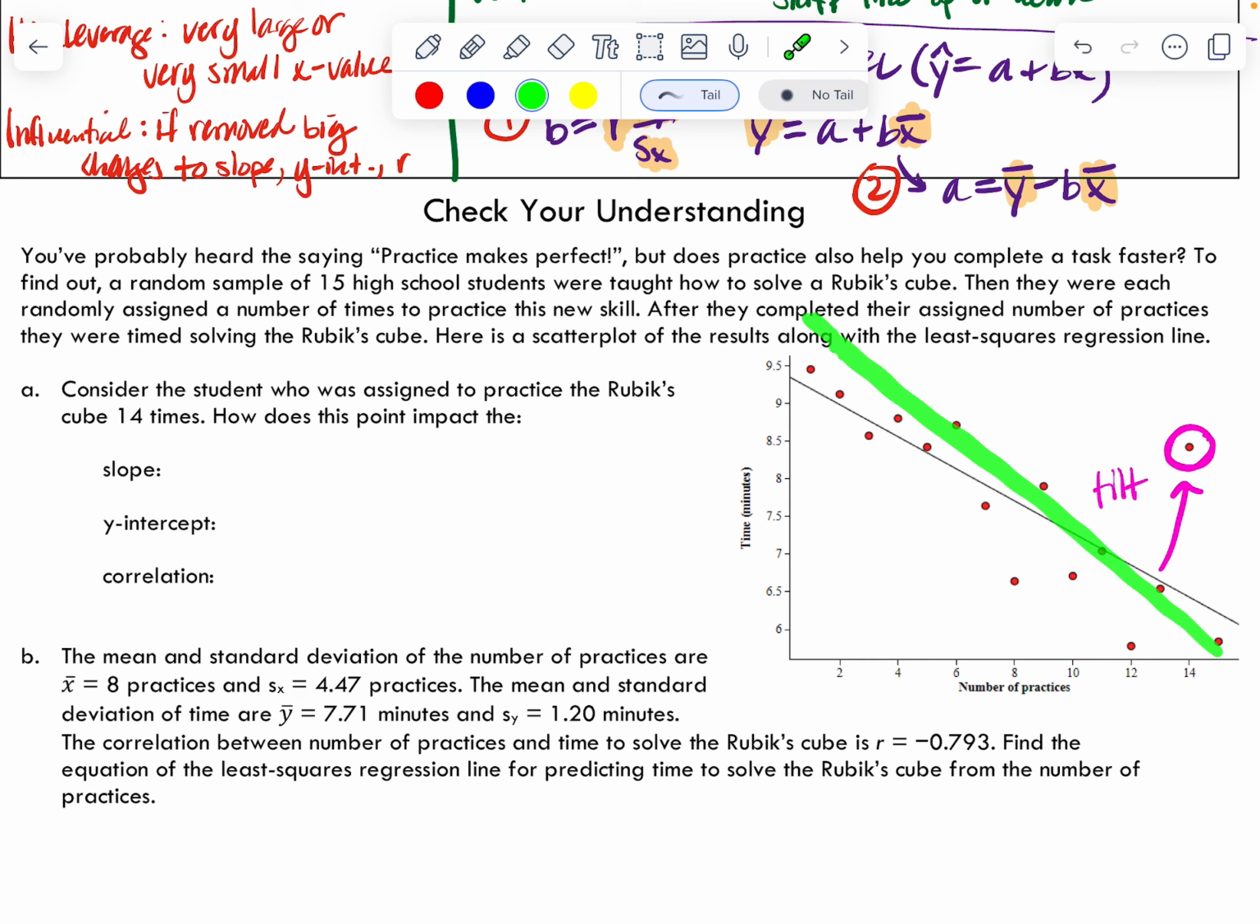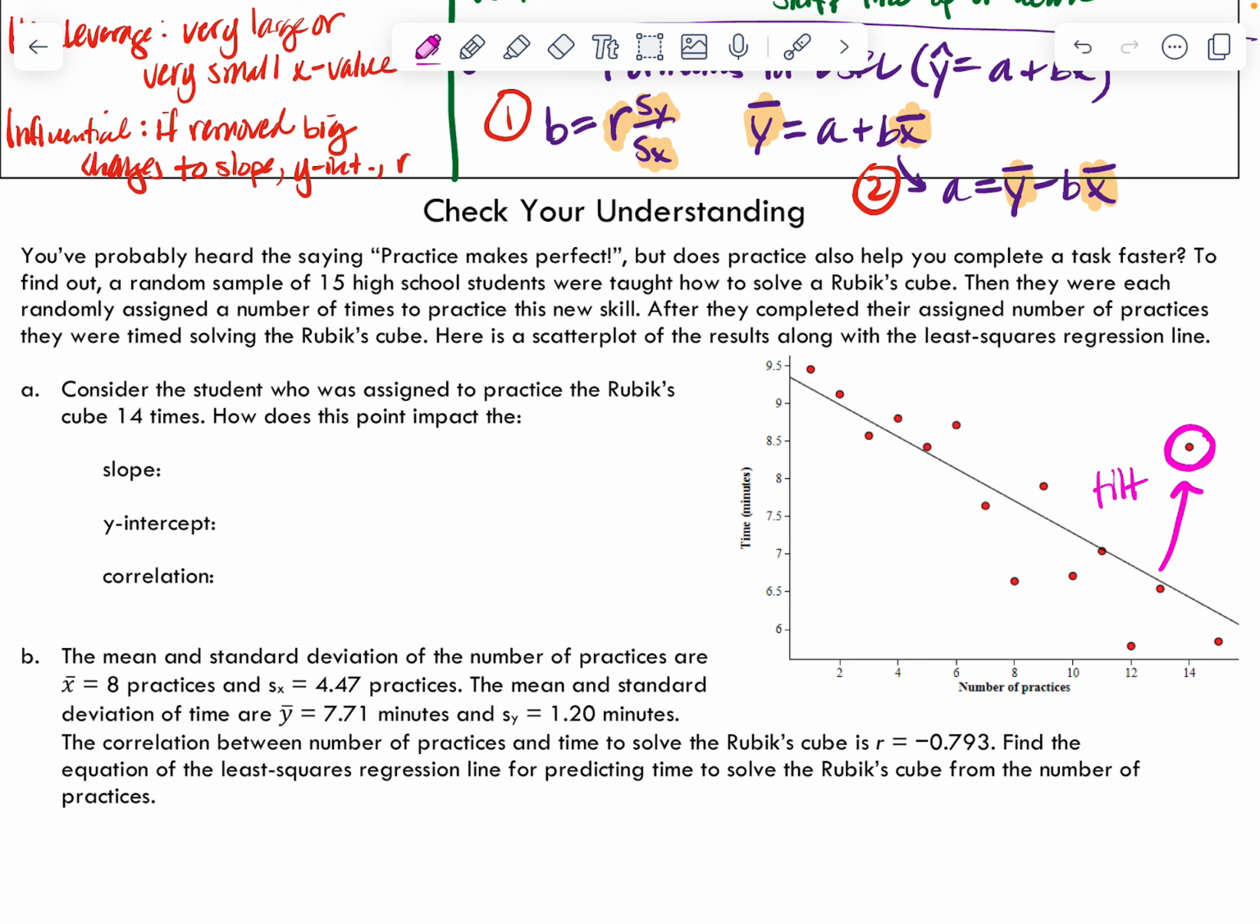So if you compare the black line to the green line, our slope is less steep, so it's less negative. Our y-intercept is lower than it would be, and the correlation is always going to be weaker, right? So our slope is less steep, less negative. Let's see if I can get that to work. There we go.